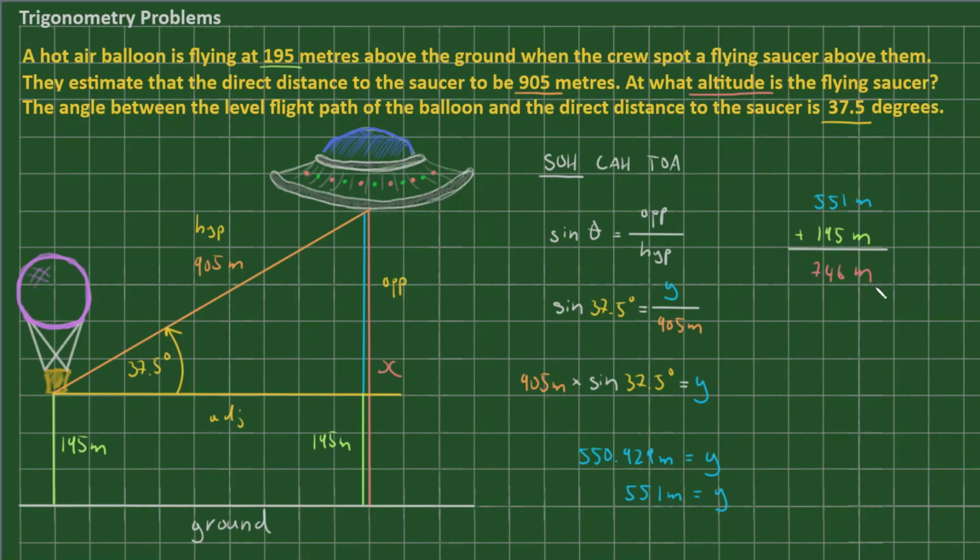746 meters. So at the end I can say that the flying saucer is flying at an altitude of 746 meters.